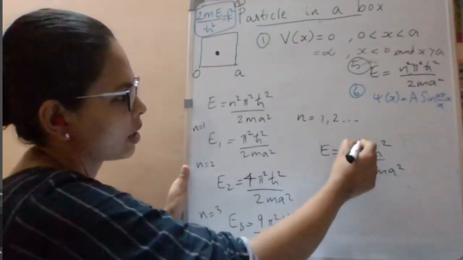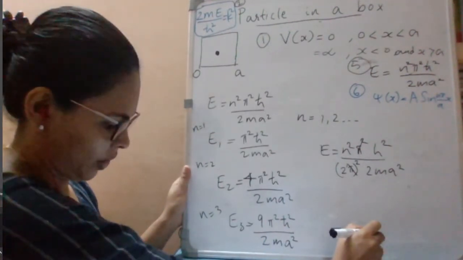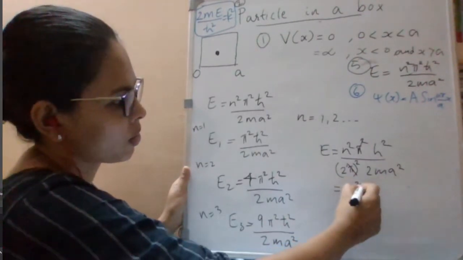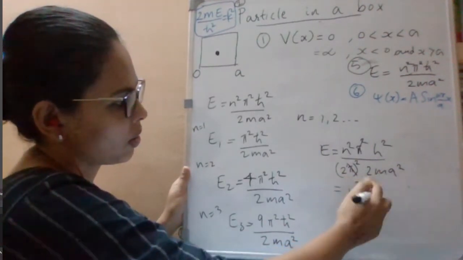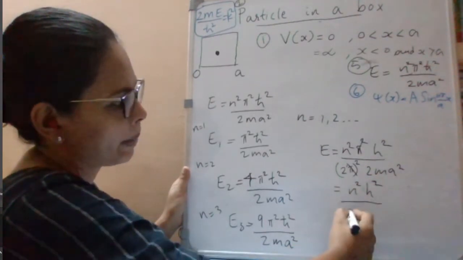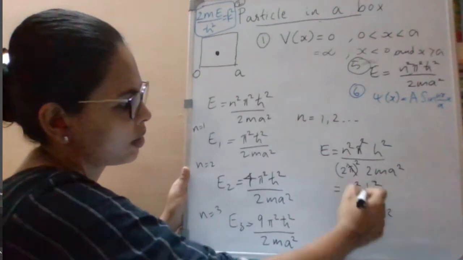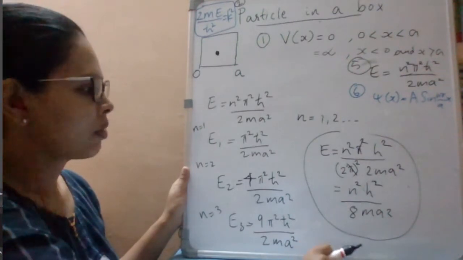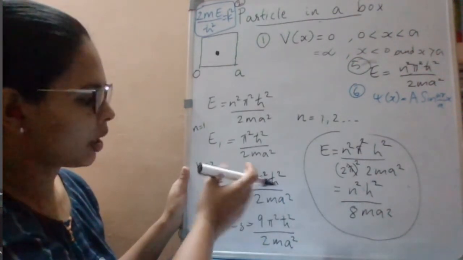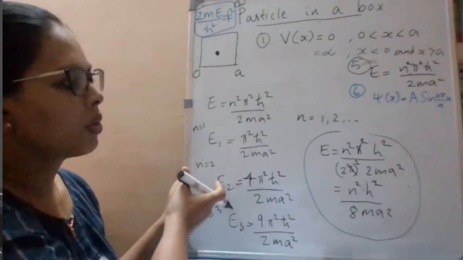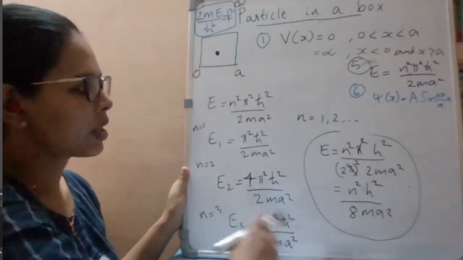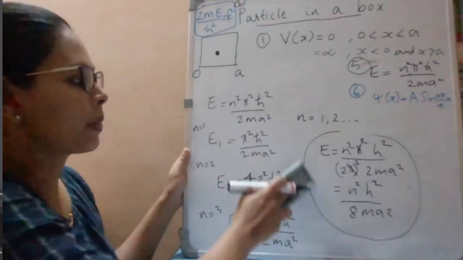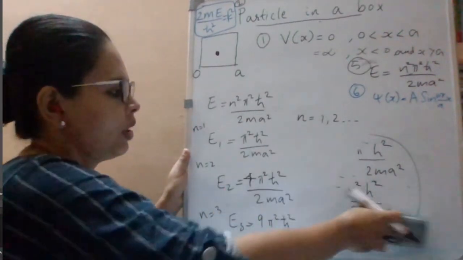So pi square gets cancelled from here, and here you have 2 square is 4, so 8ma square. So this is h square by 8ma square. This is also another way of writing the same thing, the energy value. You need not bother about that. If you would like to stick to this one, you need not worry about that. These are two different ways of expressing it, one in terms of h and the other in terms of h cut.